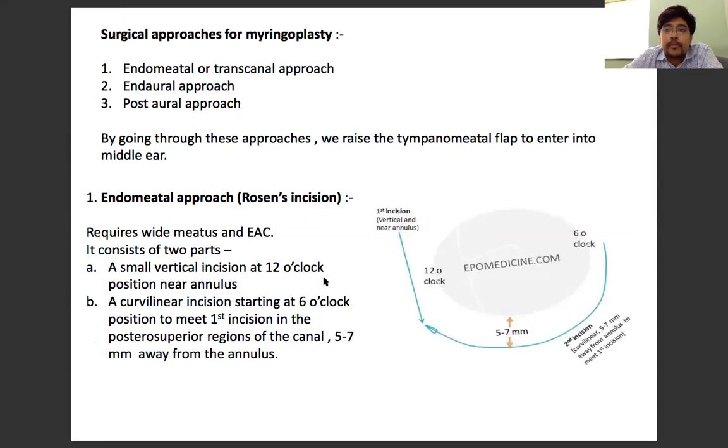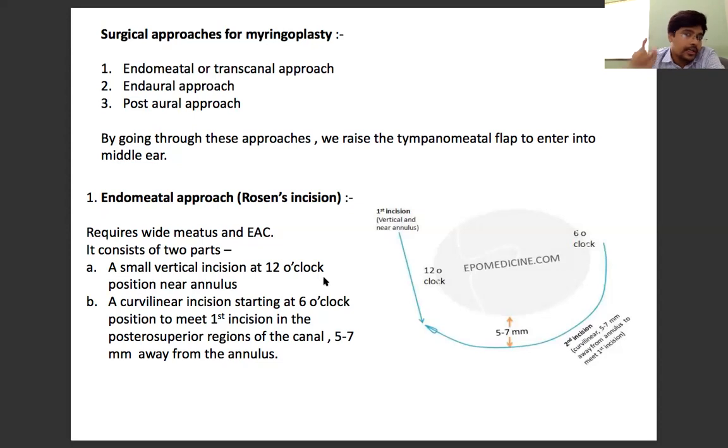Now, what are the surgical approaches of myringoplasty? If we consider myringoplasty, tympanoplasty, or mastoidectomy, there are surgical approaches. That means through which way, which approach you will go and do a surgery. For example, it can be either endomeatal, endaural, or postaural. What do you mean by endomeatal? You know meatus. So it is inside the meatus, that is endomeatal.